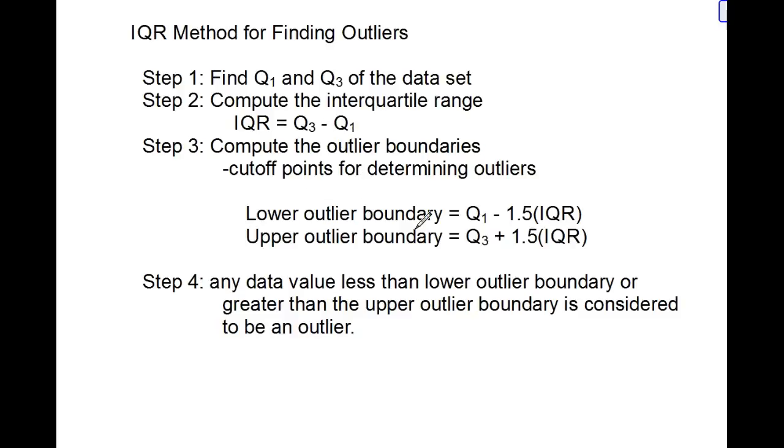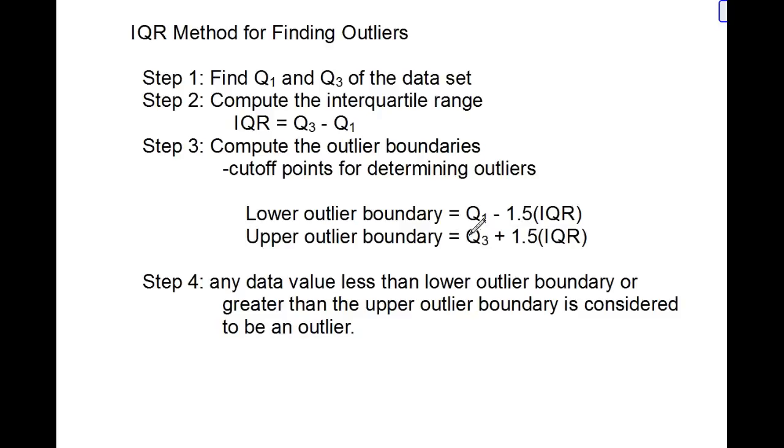Then we find what we call our outlier boundaries, a lower and an upper boundary, using this formula. Q1, which is our first quartile, minus 1.5 times our IQR. That will be our lower outlier boundary. And anything less than this lower boundary will be considered an outlier.